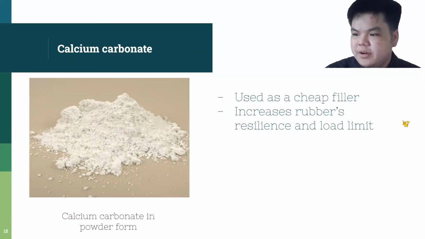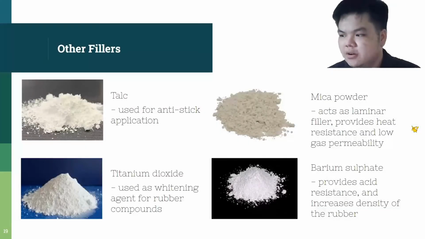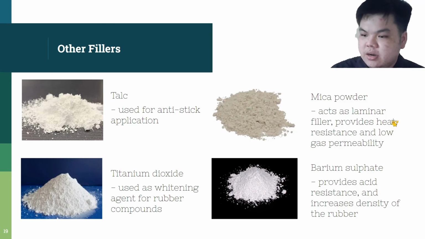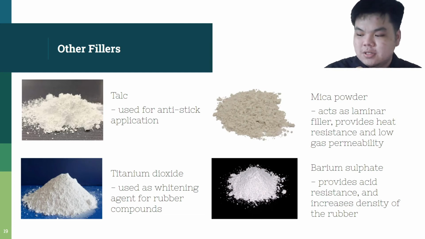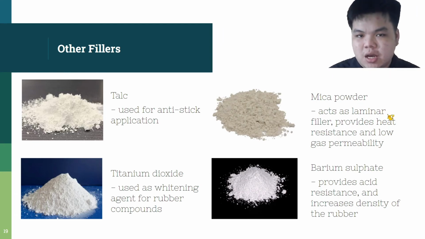Also, calcium carbonate. It is used as a cheap filler, which also increases the rubber's resilience and load limit. And the other fillers, we have talc, which is used for anti-stick application. Mica powder acts as a laminar filler, provides heat resistance and low gas permeability. Titanium dioxide is used as whitening agent for rubber compounds. And lastly, barium sulfate provides acid resistance and increases density of the rubber, which can be applied when you want your rubber to be heavier.